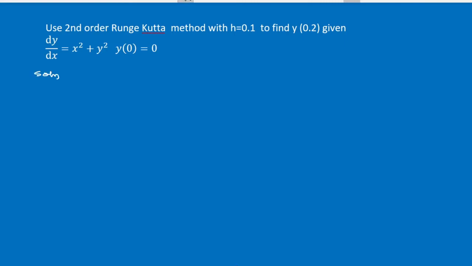When we get a problem, what do we do first? Identify each of the values. The question is of the form dy by dx is equal to x square plus y square. So what will f of xy be? f of xy is x square plus y square. And the initial point is 0, therefore x naught is equal to 0. And what is y naught? y naught is also 0. This is the initial condition, right? And what is given? h is equal to 0.1. We have to find y of 0.2.